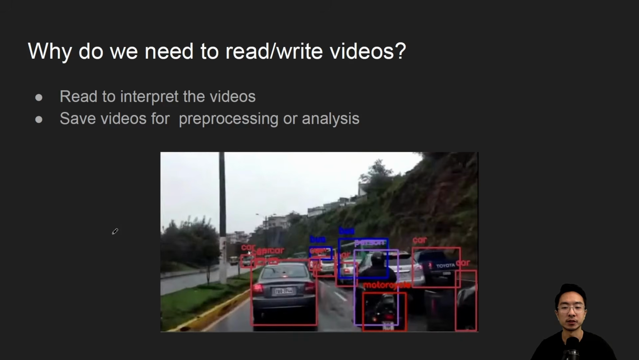Okay, so why do we need to read and write videos? Most of the time, it's because you might want to interpret something in the video. Here is an example. Maybe you have a self-driving car and you want to identify the different things you see in the scene as your car is moving along. You might identify a person or another car and so on. Then you may want to save the video for pre-processing or analysis of the videos that you saved.